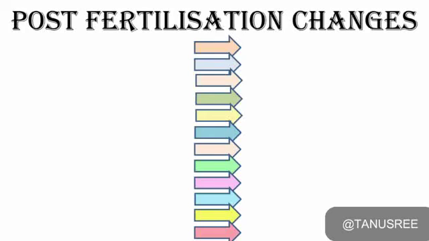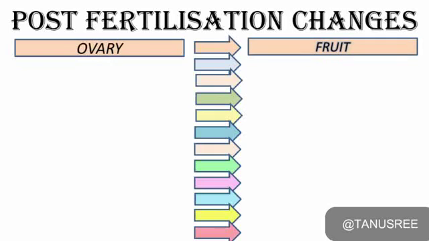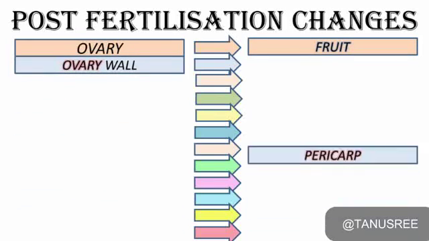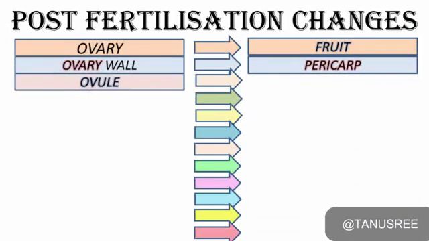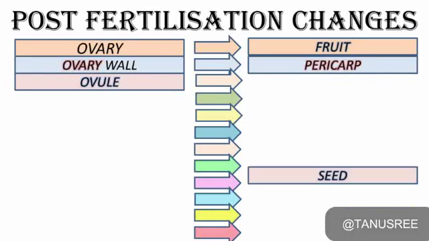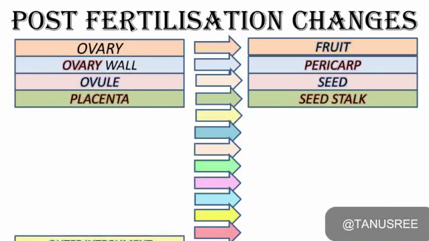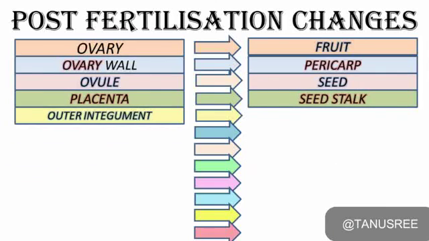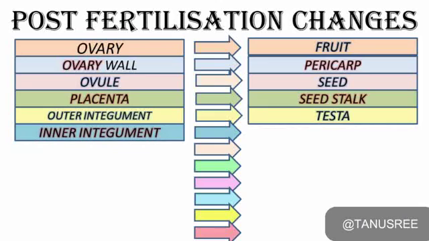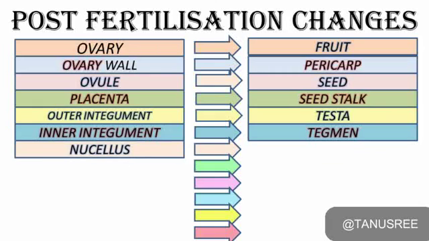Now let us look at the post-fertilization changes. The ovary develops into the fruit. The ovary wall forms the pericarp or the fruit wall. The ovule lying within the ovary forms the seed. The placenta forms the seed stalk. The outer integument forms the testa, the inner integument forms the tegmen, which are the seed coats. The nucellus tissue surrounding the embryo sac forms the perisperm.